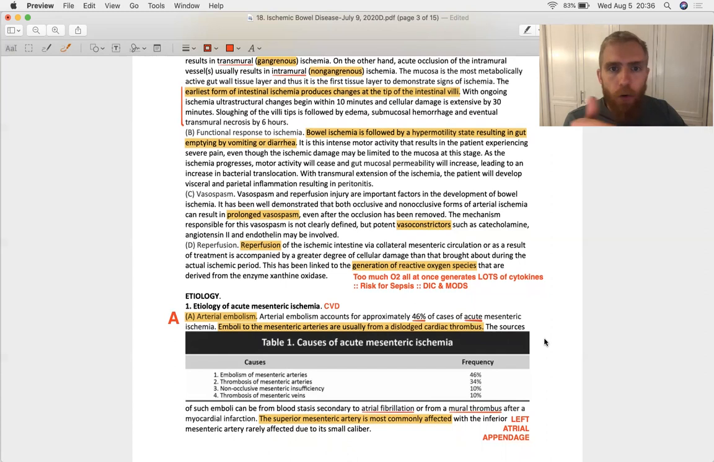Now, the earliest form of ischemia produces changes at the tips of the villi and the enterocytes. That's the first cell down. And again, that's because blood vessels penetrate into the wall of the gut from the outside in. And so if you were to squeeze one of those blood vessels, the very first place it's going to get ischemic is the most peripheral tissue supplied by that blood vessel in the gut. That's the enterocytes of the mucosal layer.